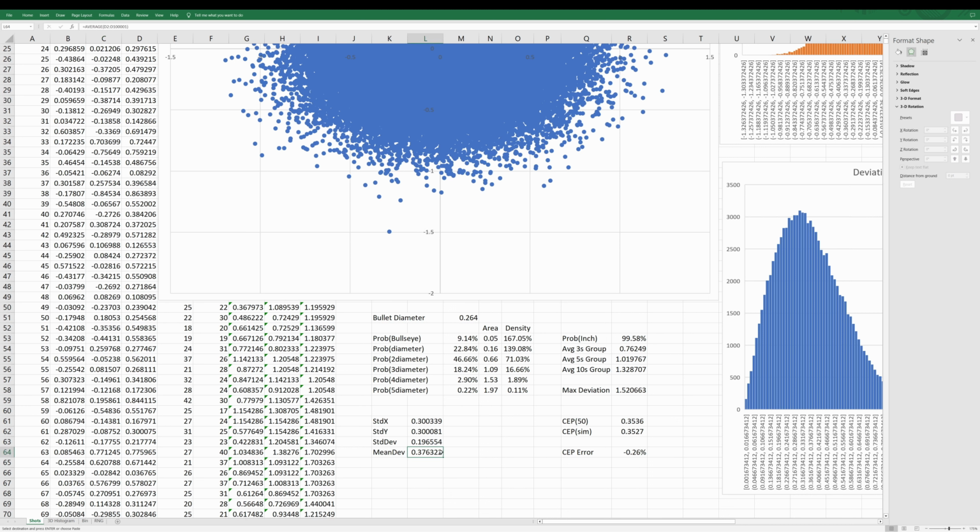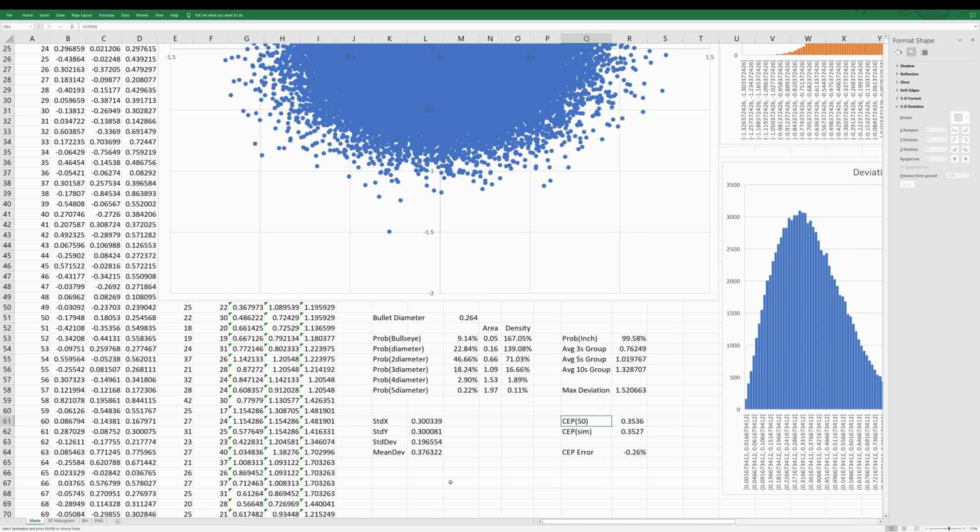The mean dispersion ends up being a little under 0.4 inches. And again, this is what I would call a 1 MOA rifle. But the group size, the way we measure it, is a maximum dispersion rather than dispersion around a center. So here the average around center, you can think of this as the mean radius of a group, is about 0.37, 0.38. The maximum deviation over 100,000 shots with this 1 MOA rifle was 1.52. So the largest error was only 1.5 inches in the simulation.